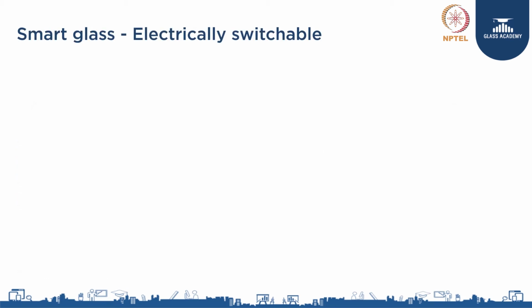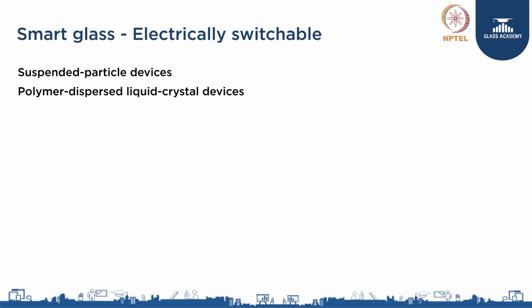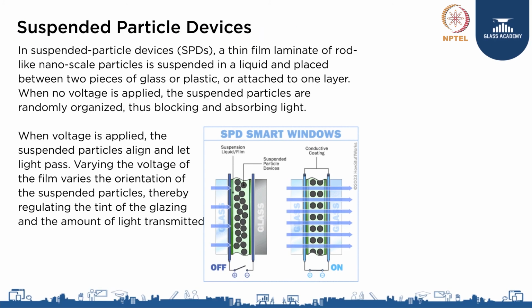So there are three ways of achieving it. One is the suspended particle devices based glass, another is polymer dispersed liquid crystal devices, and the third one, which is the most popular one, is the electrochromic devices. So let us see how they work.